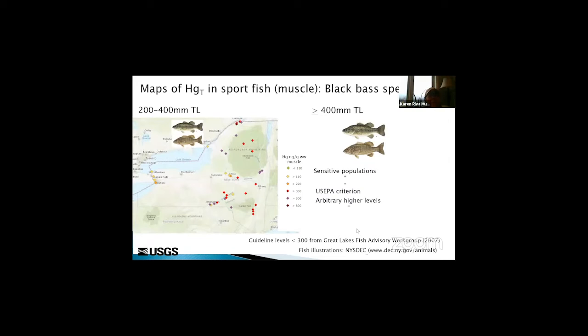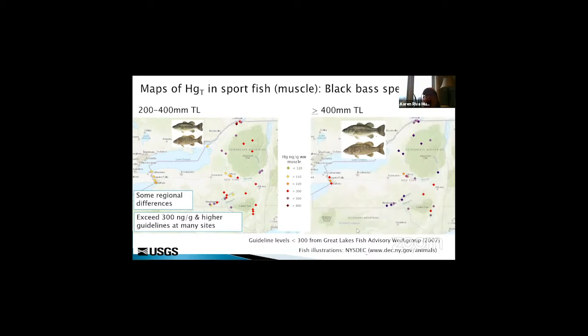So here's the map of New York showing the smaller black bass species mercury concentrations in relation to these guideline levels. We can notice a couple of things. They exceed, so these are predatory fish, they exceed 300 nanograms per gram and also higher guidelines at many sites. But we do see some regional differences, with what we seem to see as lower concentrations in the western part of the state. Now we're going to look at the larger functional taxon of black bass species.